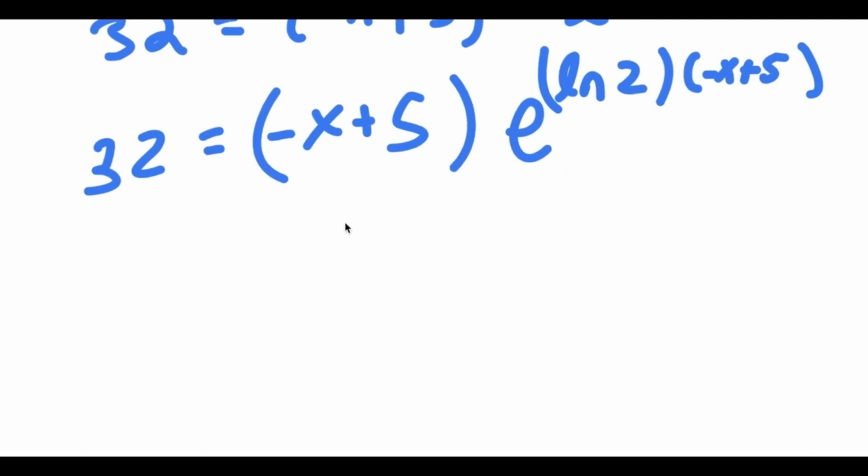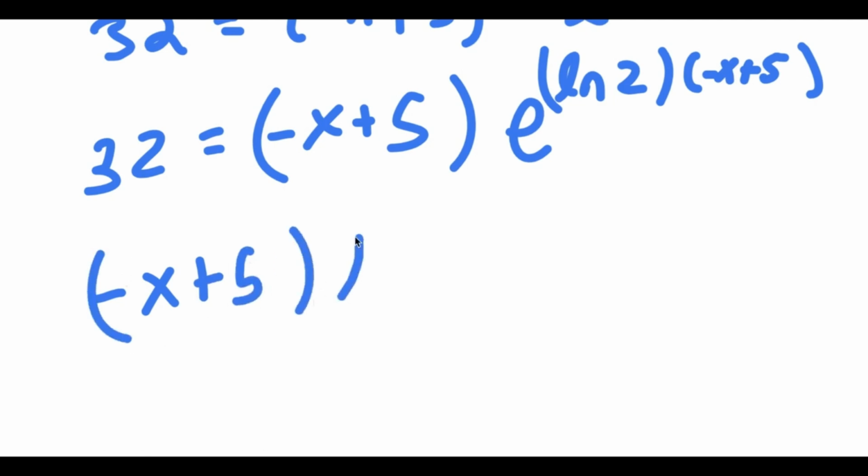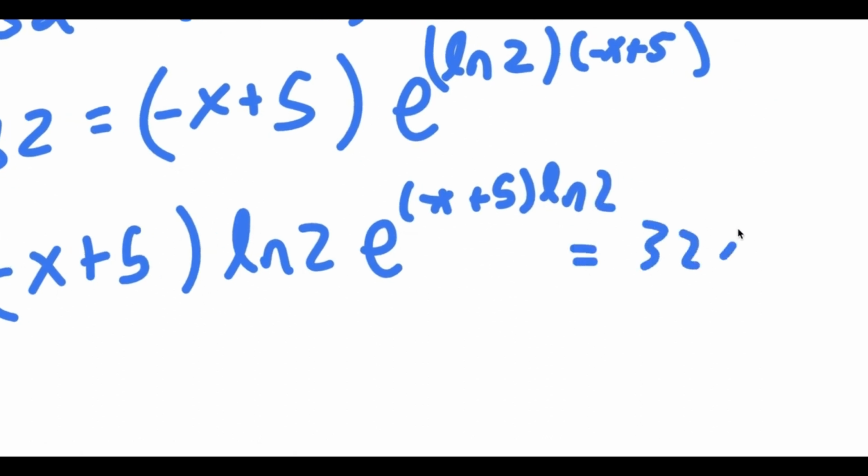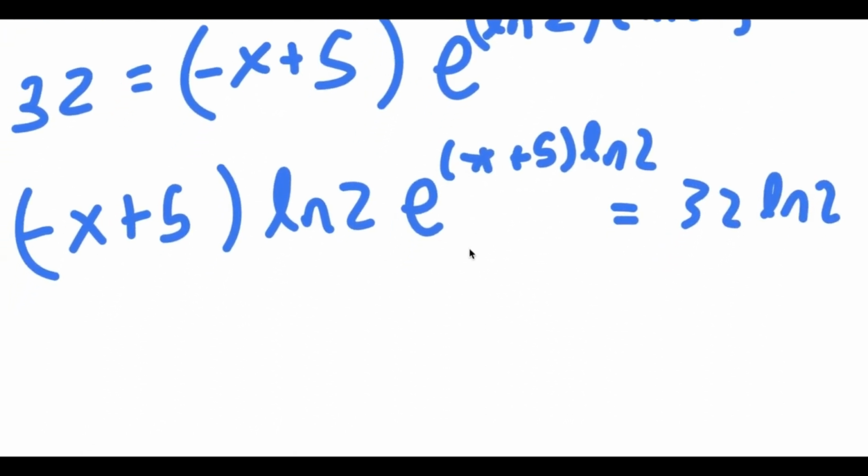And now this is the same thing as negative x plus 5 times ln 2 times e to the power of negative x plus 5 times ln 2 is equal to 32 times ln 2. So I just multiply both sides by ln 2.